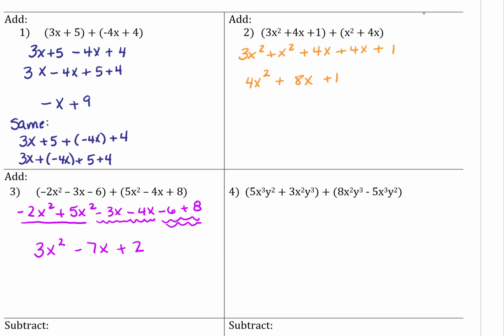All right, now I got to pay close attention here, and I got to match up the like terms. So I'm looking for an x cubed y squared. So this is a 5x cubed y squared. This is a negative 5x cubed y squared. So one's positive, one's negative. They're going to make a 0. So then I just have 3x squared y cubed plus 8x squared y cubed. So I can add 3 plus 8 and get 11.